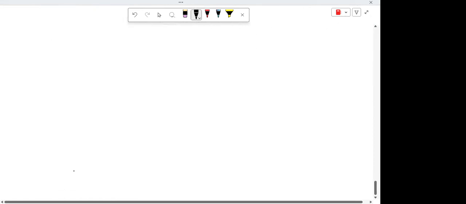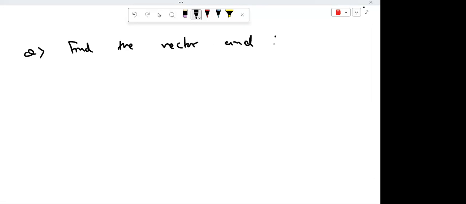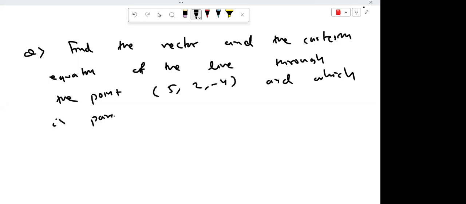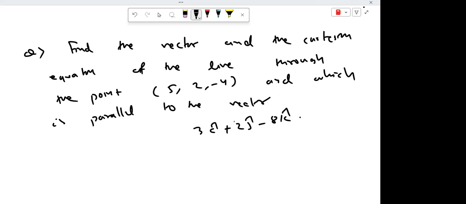Okay, a few questions on this. Find the vector and the Cartesian form, a Cartesian equation of the line through the point 5, 2, -4, and which is parallel to the vector 3i cap plus 2j cap minus 8k cap. Okay.